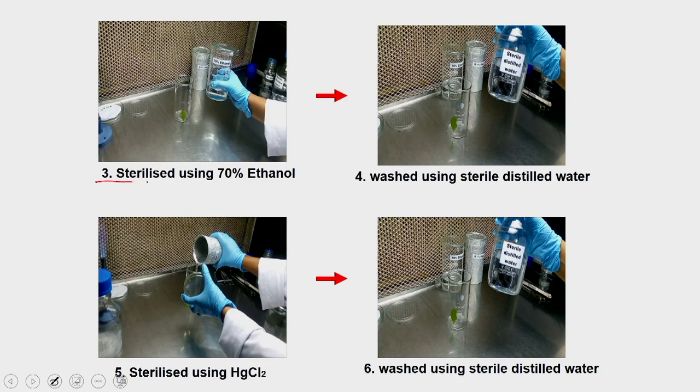After the 2-in-20, you sterilize again using 70% ethanol. The 70% ethanol is also used only for the purpose of destroying the microorganisms, and then you wash using sterile distilled water, and ultimately you sterilize the explant with the help of mercuric chloride.